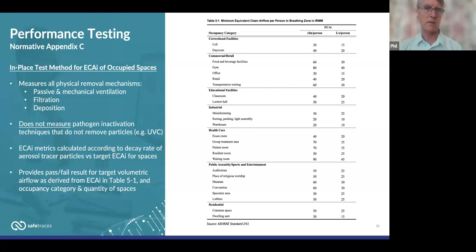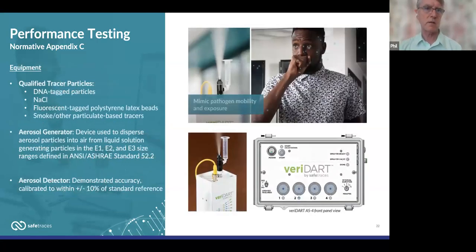I think you can go to the next slide. So there's a number of qualified tracer particles that can be used. At SafeTraces, we use DNA tag particles. Other folks have been very successful with sodium chloride particles, fluorescent tag polystyrene latex beads, and on some occasions they use smoke or other particulate-based tracers. These are all allowed to generate aerosols and then measure the decay rates.